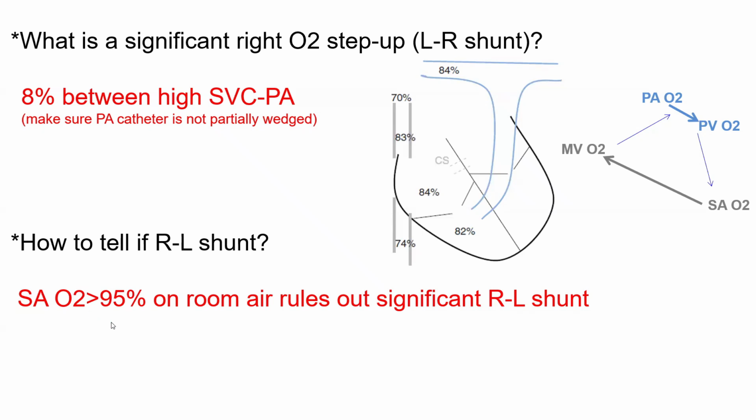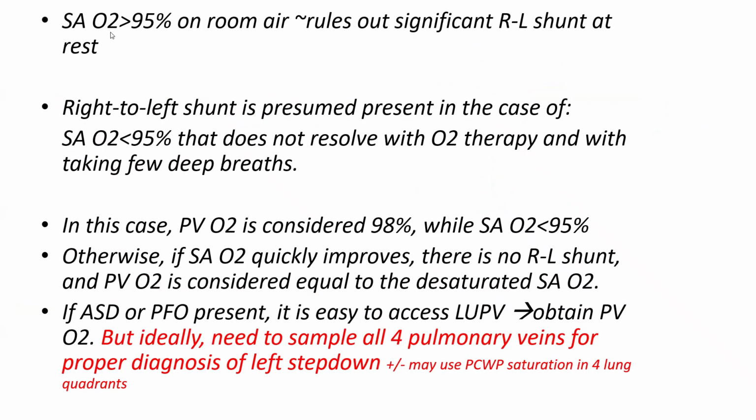Now, if your arterial sat is less than 95%, of course, that doesn't mean you have a right to left shunt. Overwhelmingly, it means that your patient has either lung disease or sedation, hypoventilation, obesity, pulmonary edema, but you have to think of right to left shunt and rule it out. If you have arterial O2 sat over 95%, you rule out right to left shunt.